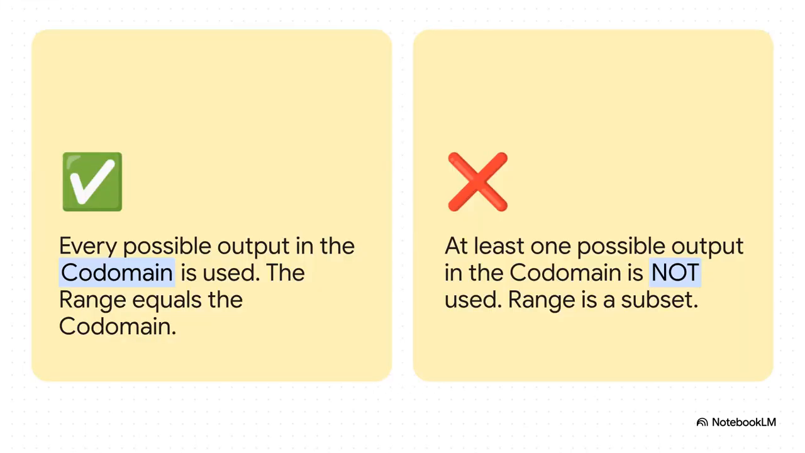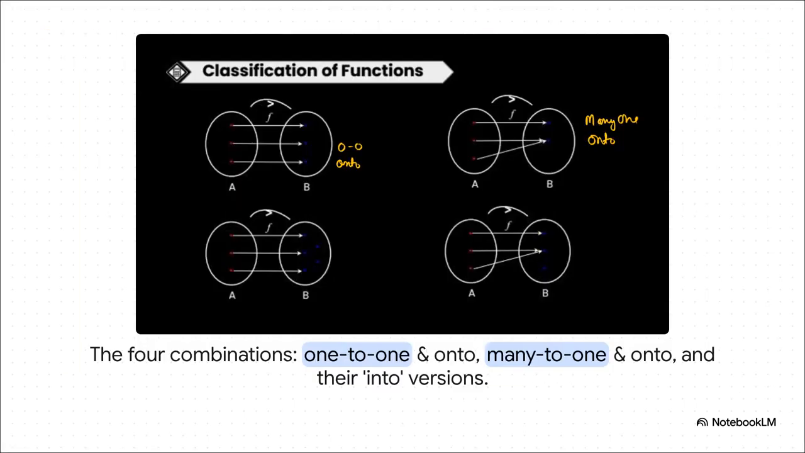It's important. All right. The second question for our field guide is totally different. It asks, does our function actually use all the possible outputs available to it in the codomain? If it hits every single possible target, we call it onto, or surjective. But if there are some potential outputs left over that never ever get used, we call the function into. So when you put these two classification systems together, you get these four basic personalities for any function. You can be one-to-one and onto, many-to-one and into, and so on.